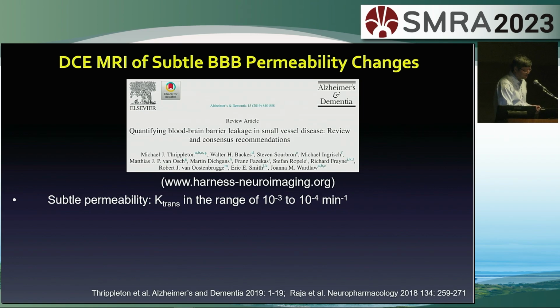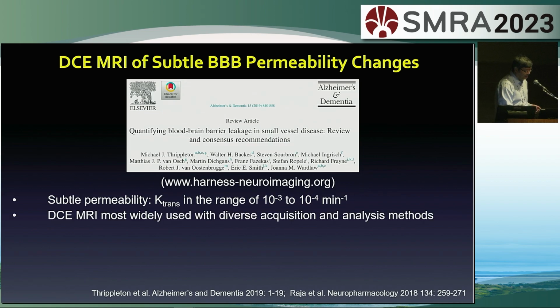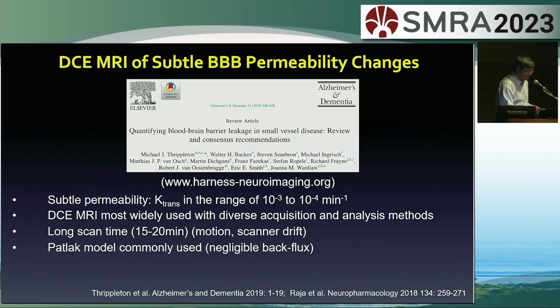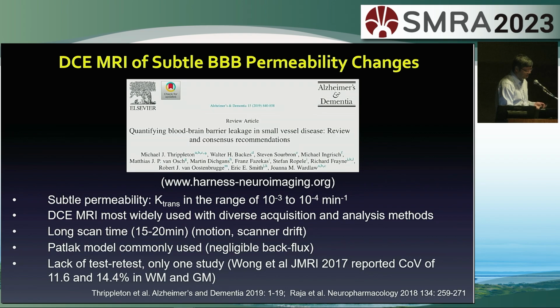This is quite a commonly used method, but as you can see, it has shortcomings. It is meant to detect subtle changes. K-trans is in the range of 10 to the -3 to 10 to the -4 per minute, so it's really low, and it requires a long scan time. So there is baseline drift and also motion. Then we use the Patlak model. Of course, because of the injection of contrast, there's a lack of test-retest.